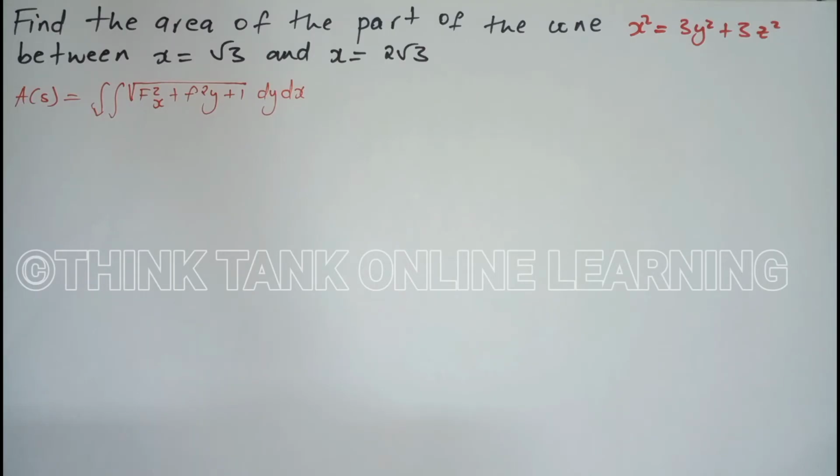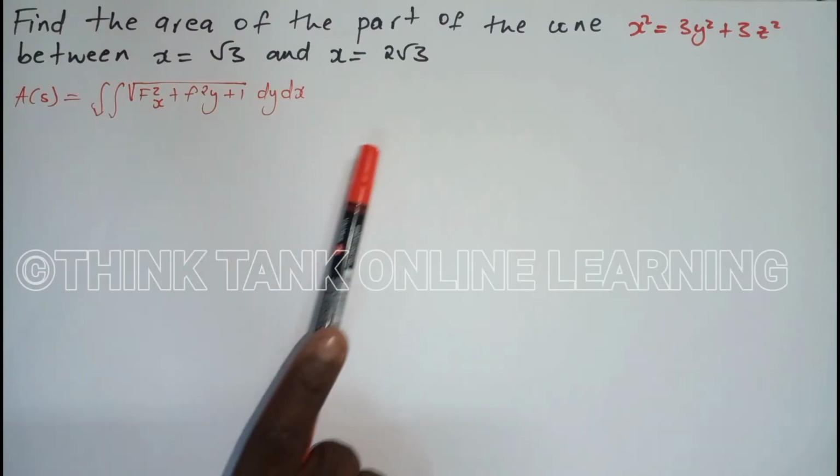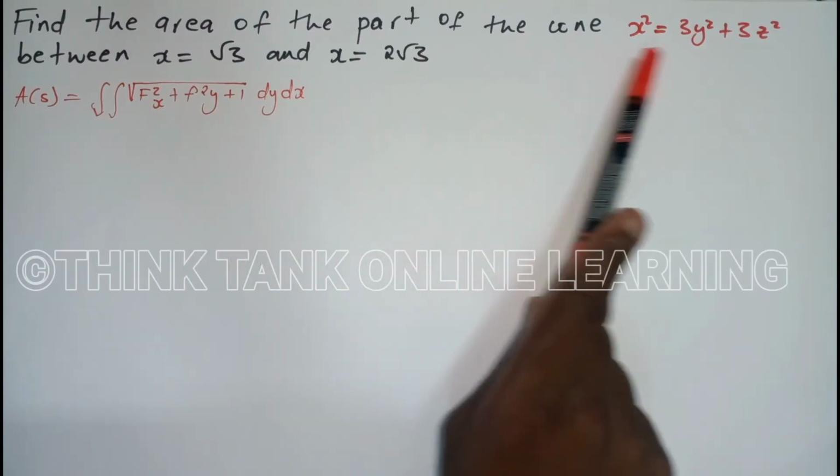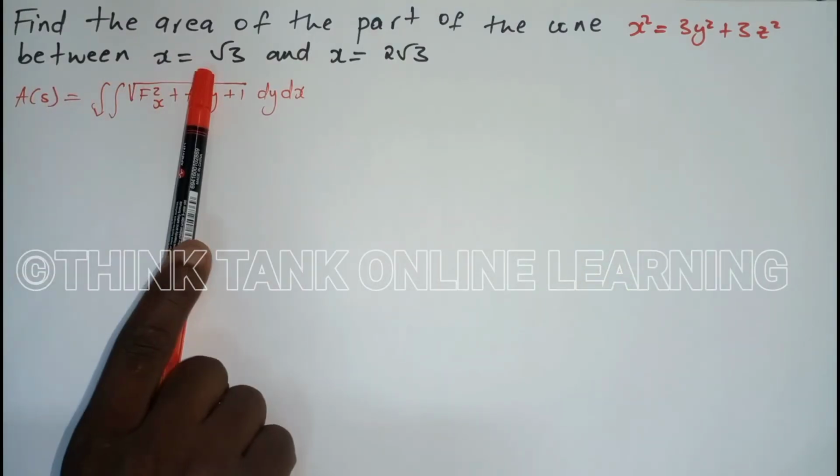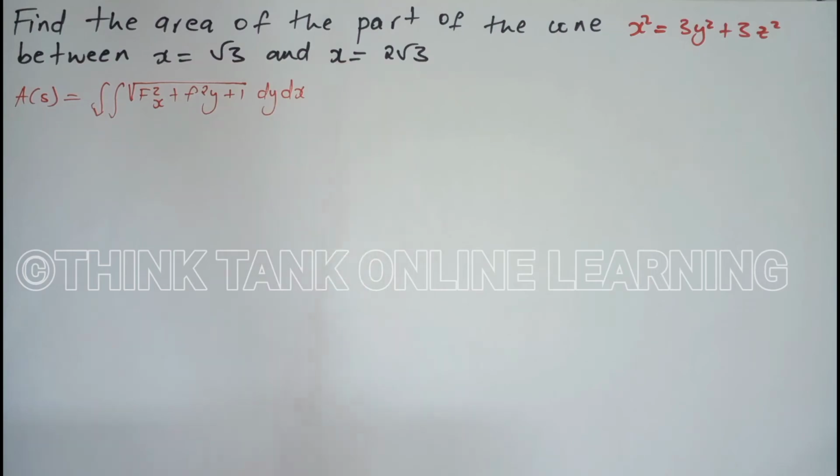Okay, so now what I need to do, we have to analyze our problem first. Find the area of the part of the cone x squared equals 3y squared plus 3z squared between x equals root 3 and x equals 2 root 3.